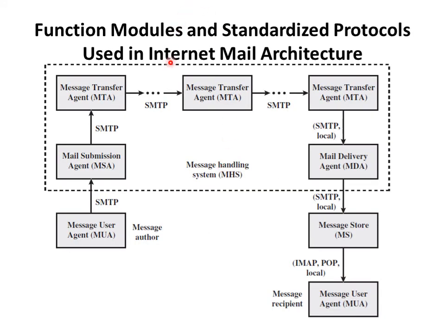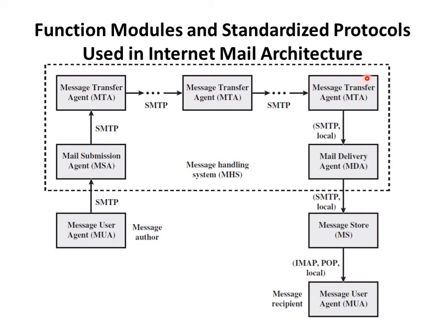Here we are looking into the modules and standardized protocols used in the Internet Mail Architecture. The Internet Mail Architecture basically consists of a message user agent (MUA) and the message handling service (MHS), which is composed of a number of message transfer agents (MTA). The MHS will accept a message from one of the users and deliver it to one or other MUA. These form a virtual MUA-to-MUA exchange environment.